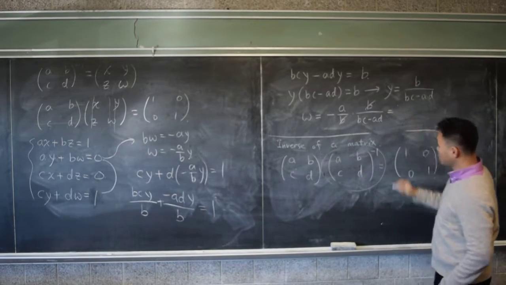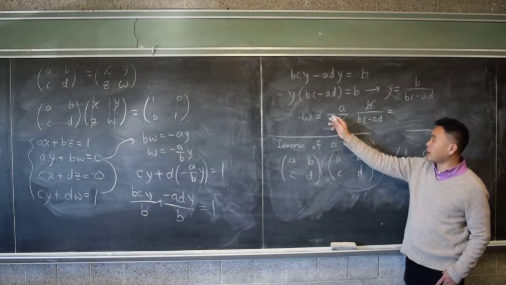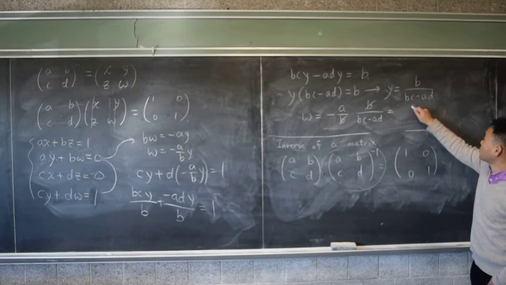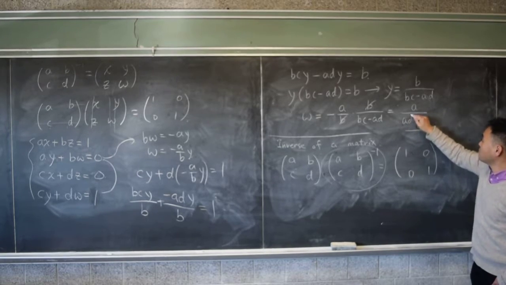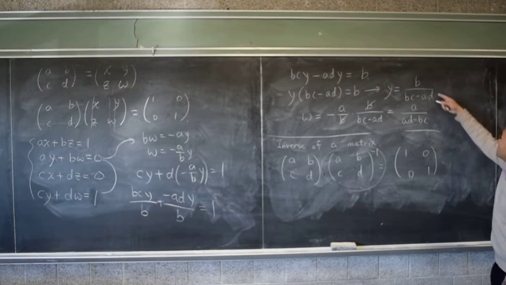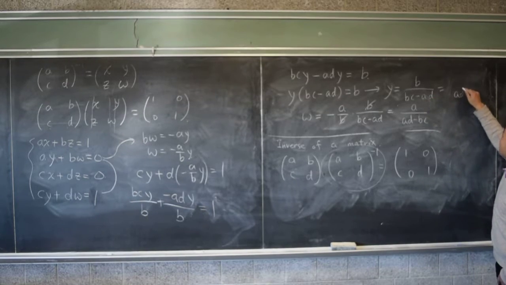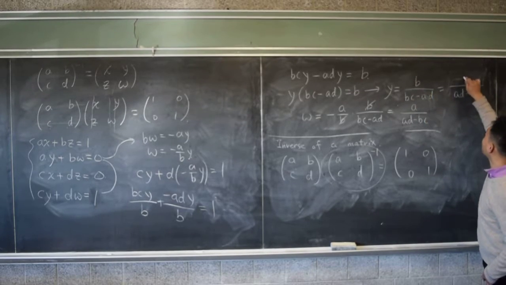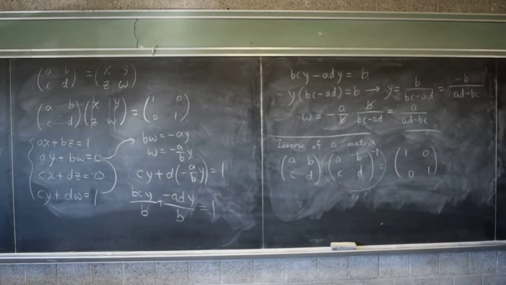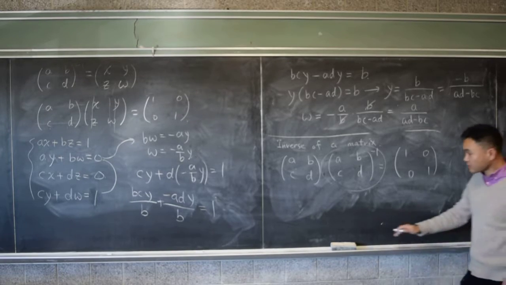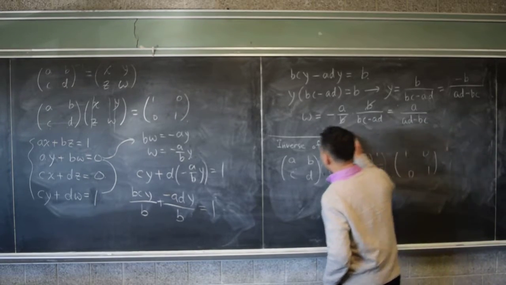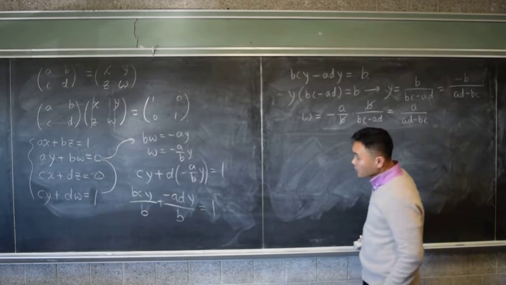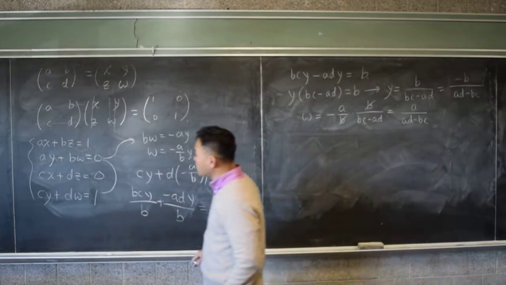So that b cancels. And for some reason, I actually like a d minus b c better. So I'm going to multiply minus downstairs, and I'm going to write it as a over a d minus b c. And this one also, I like the a d minus b c better than b c minus a d. So I'm going to multiply negative top and bottom to make it negative b over a d minus b c. So we got omega and y in terms of a, b, c, d. That's good.